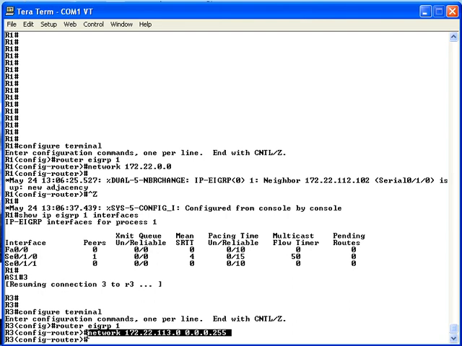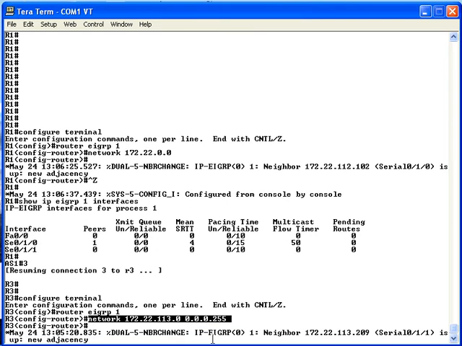Now that means any interface that begins 172.22.113 will be matched. Now as it turns out, that matches serial 0/1/1, which is connected to router 1, and as you see there, we've already got a message that popped up that said that we've got a neighbor relationship now on the other end of serial 0/1/1 in this message, and that happens to be router 1.